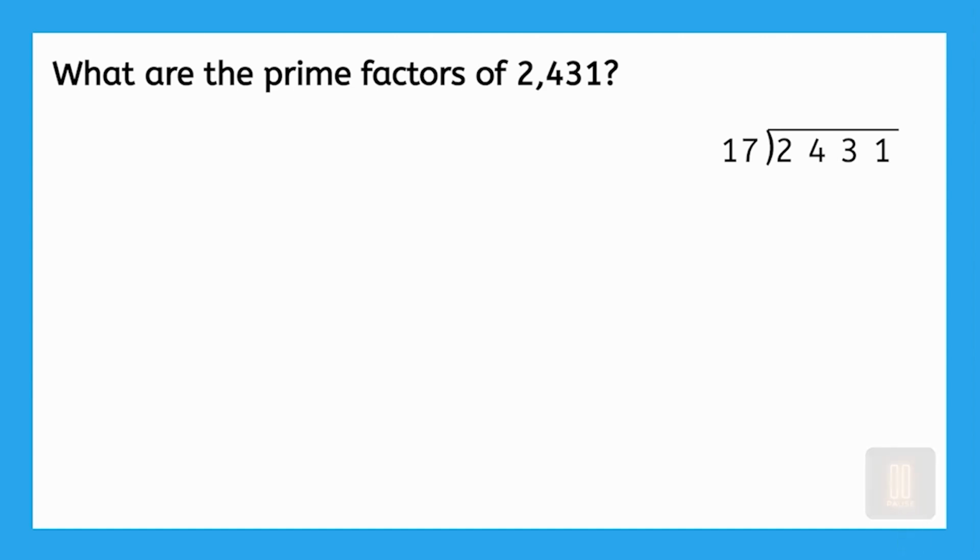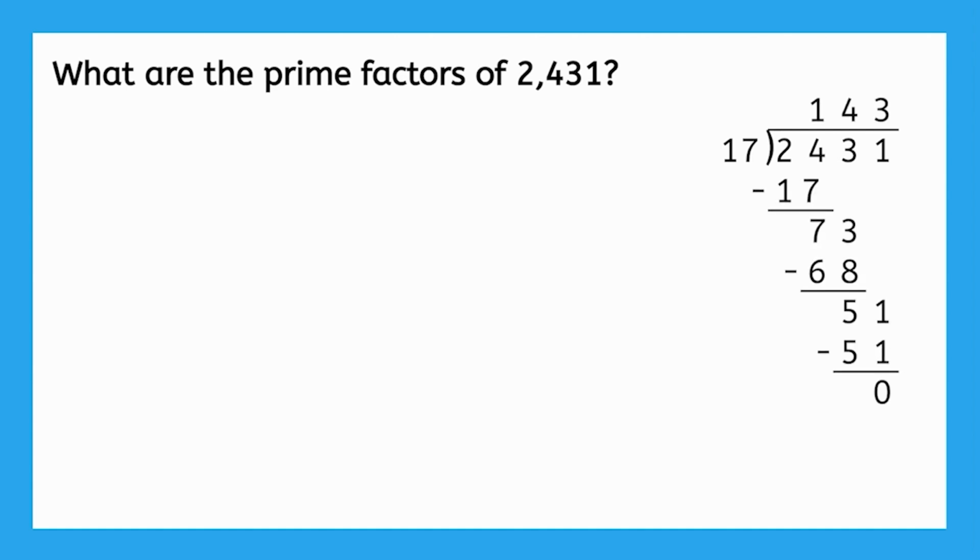How did you do? I divided by 17 and got 143 with a remainder of 0. That was a much easier number to work with, and it didn't take me too long to find 2 more prime factors, 11 and 13. So the prime factors of 2,431 are 17, 13, and 11.